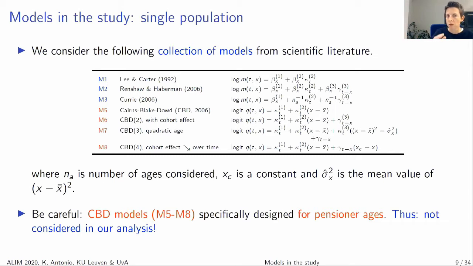No, you're typically only going to use these CBD models from a retirement age on, let's say from age 60 or something, and you're going to use these models to capture really the aging process and the rather old or the pensioner age mortality. That's important to keep in mind.